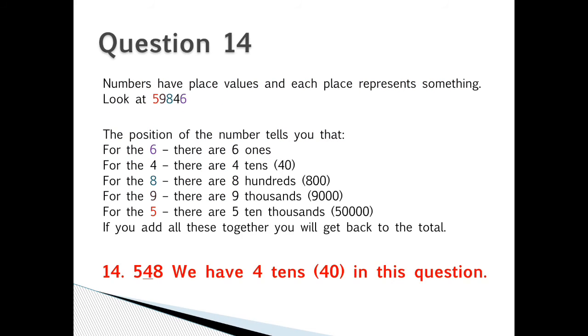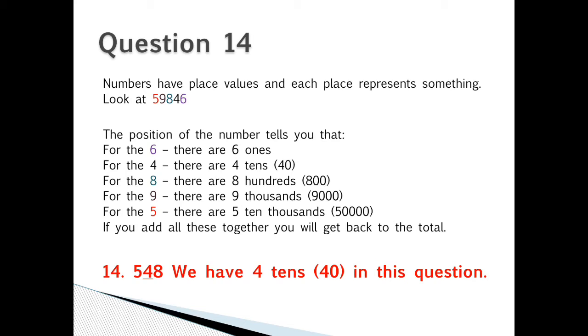Numbers have place values and each place represents something. Look at 59,846. The position of the number tells you that for the 6 there are 6 ones, for the 4 there are 4 tens, for the 8 there are 8 hundreds, and for the 9 there are 9 thousands.